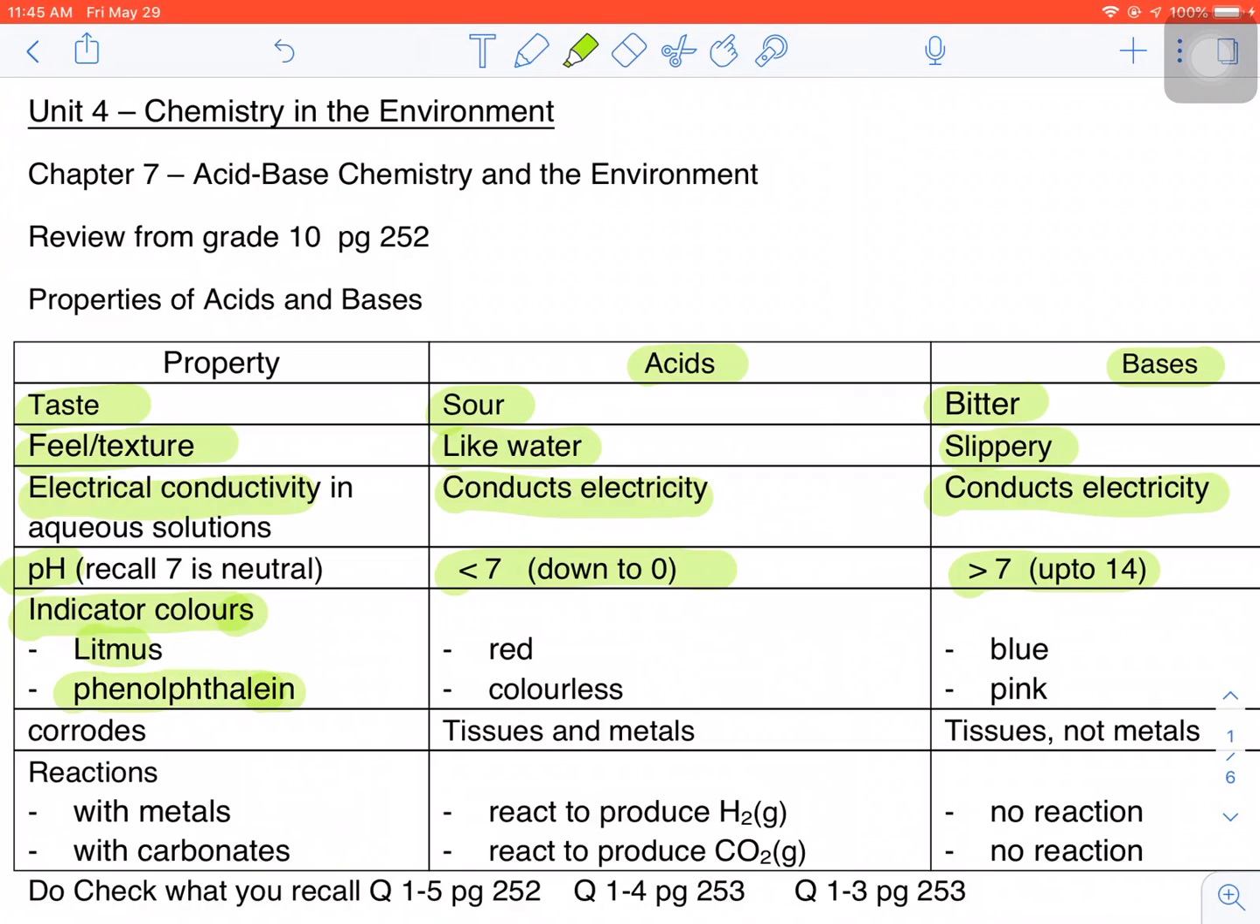Again, don't pronounce the pH, pretend it's not there because it's silent. So it's phenolphthalein. And it's colorless in an acid, pink in a base. The litmus was red in an acid and blue in a base.